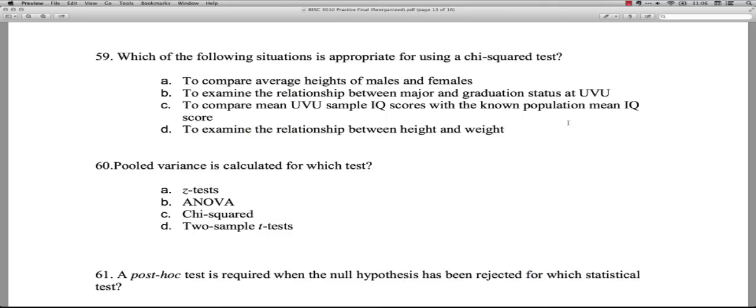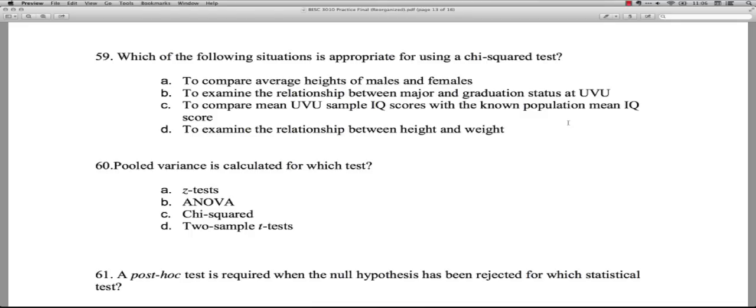B, to examine the relationship between major and graduation status at UVU. So major is a categorical variable, it's nominal, and graduation status would mean you have or have not graduated. So they're both categorical, both nominal, in fact. Yeah, that actually would be a good situation for the chi-square test. You're looking at whether the distribution of majors is different for people who've graduated and not. So B is the answer.